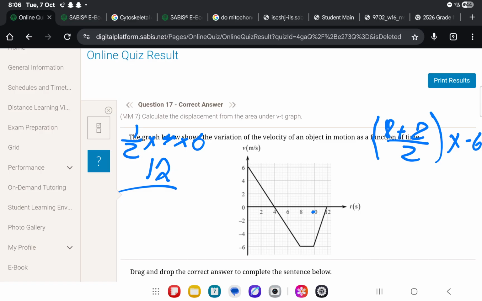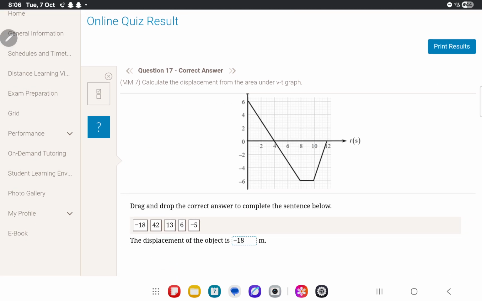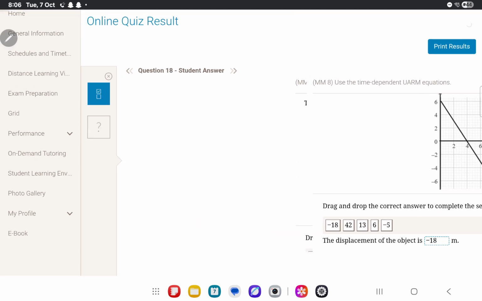8 plus 2 over 2 is 5, right? Because 8 plus 2 is 10, and 10 over 2 is 5. 5 times negative 6 is negative 30. Now, we have 12, so 12 minus 30 is negative 18 meters. Now, this isn't going to be the exact answer. No, it is the exact answer. It is negative 18 meters. So, we're good.